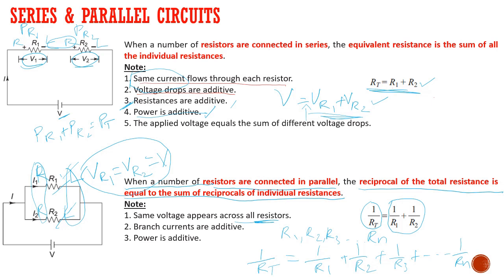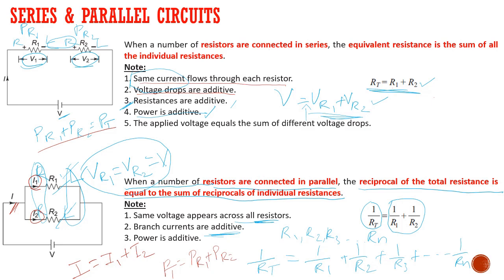The second point, branch currents are additive. Branch currents means you can see I1 and I2 here; I1 and I2 are said to be branch currents. So these branch currents should be additive. That means I1 plus I2 will give you the total current I. So I is dividing into two parts, I1 and I2. And the third point, the power is also additive. Same as we have seen for series, here also the total power loss will be the power loss in the R1 resistor plus the power loss in the R2 resistor.